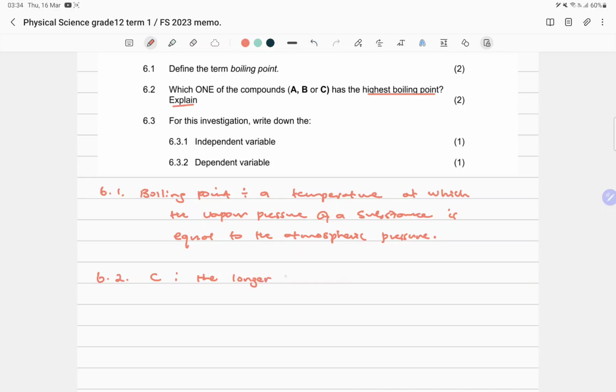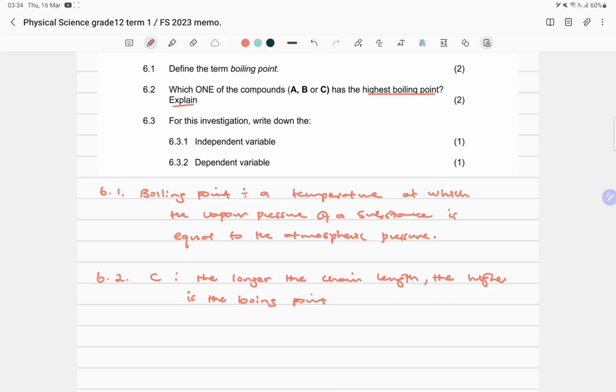The longer the chain length, the higher is the boiling point.